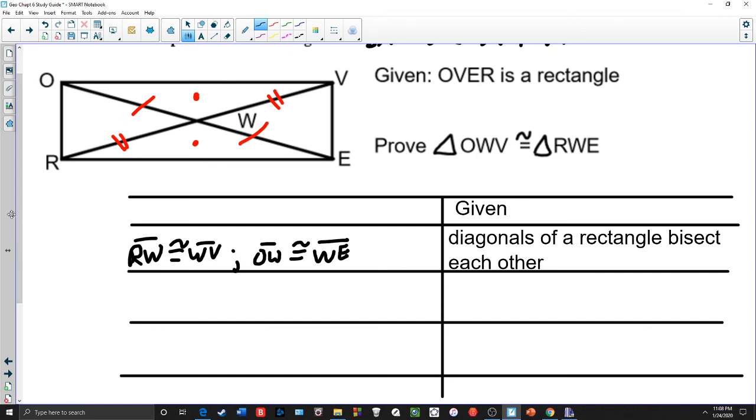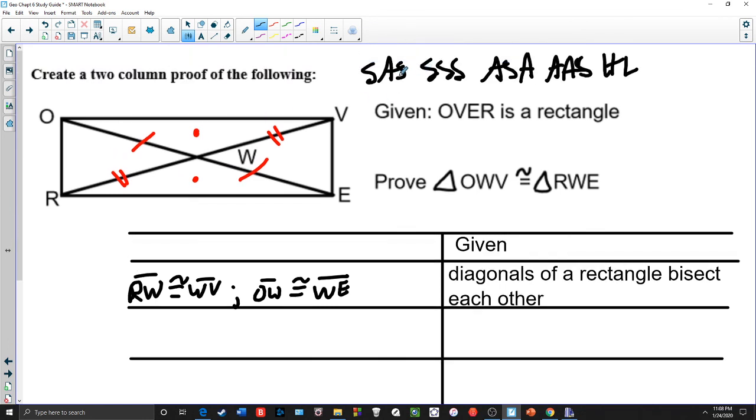Then you have a few options here. You could go with side angle side and say that, okay, you have vertical angles here, so this angle would be congruent to that angle because they're vertical. And that could be one way you go about it. Maybe even an easier way would be to say that you have OV and RE congruent because they're opposite sides in a rectangle, and that'll get you side, side, side.